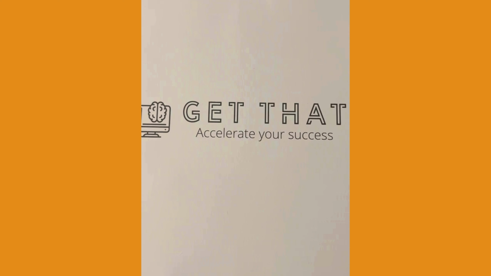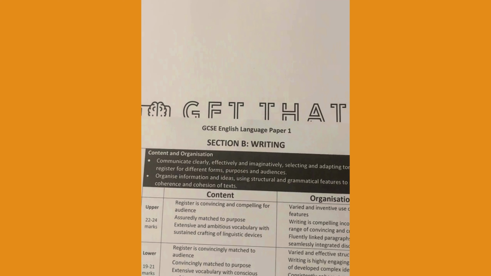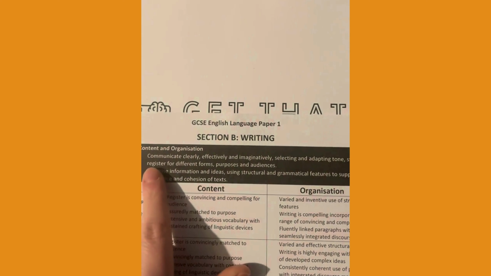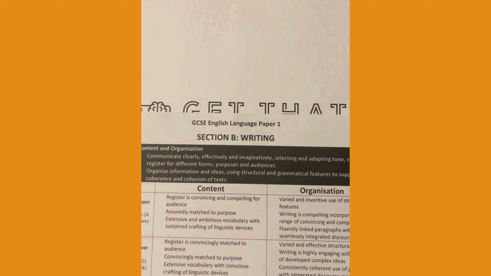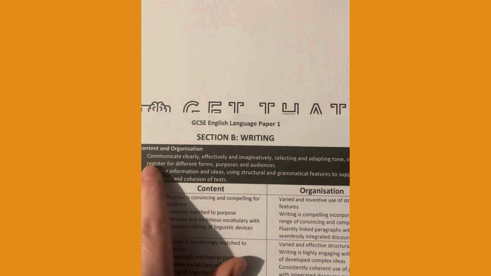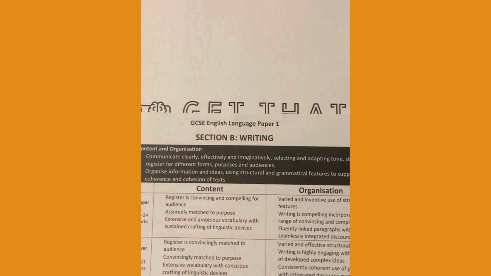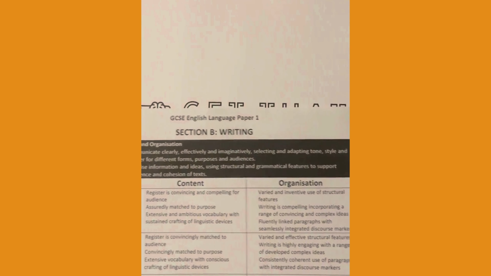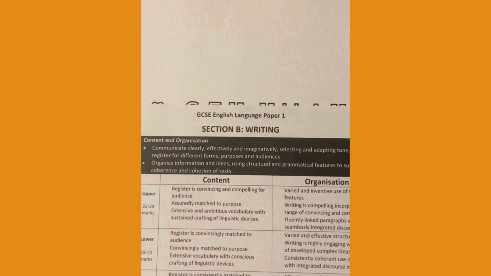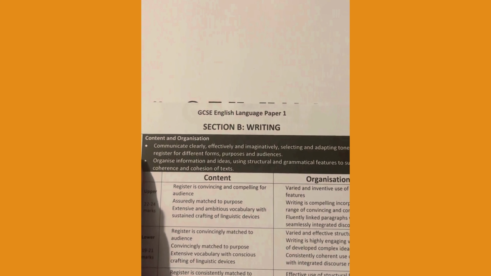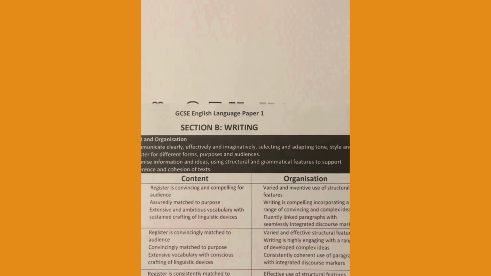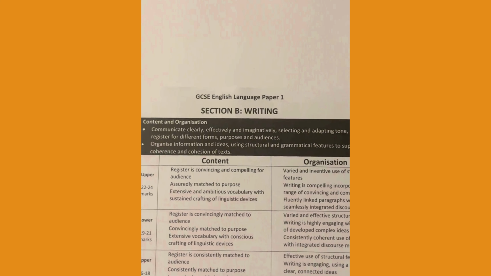In the previous cohort nugget, we looked at what the features of this Question 5 are about and the idea that we need to write descriptively and creatively with the question they are giving us. I want to start with a recap of the assessment objectives. The whole idea of the main part, the 24-mark part, is to communicate clearly, effectively and imaginatively, and to select and adapt our tone, style and register for different forms, purposes and audiences. We also need to show that we can organise information and ideas using structural and grammatical features to support coherence and cohesion of text.